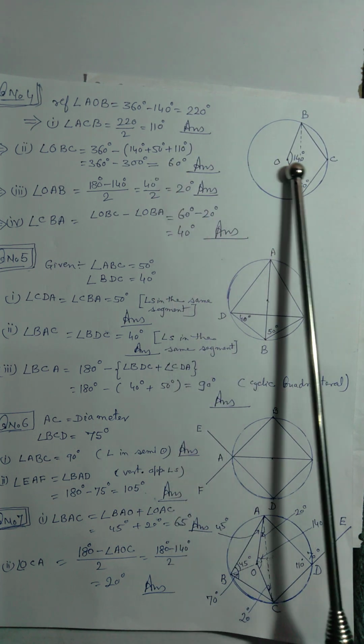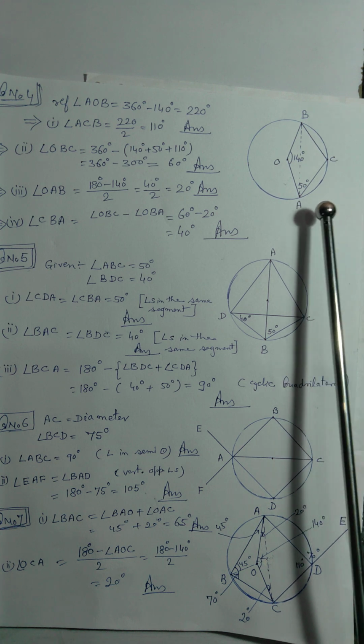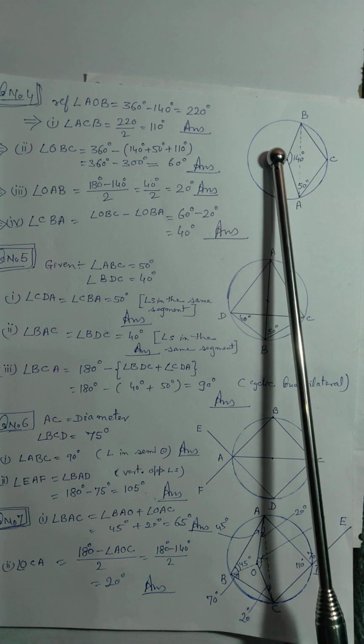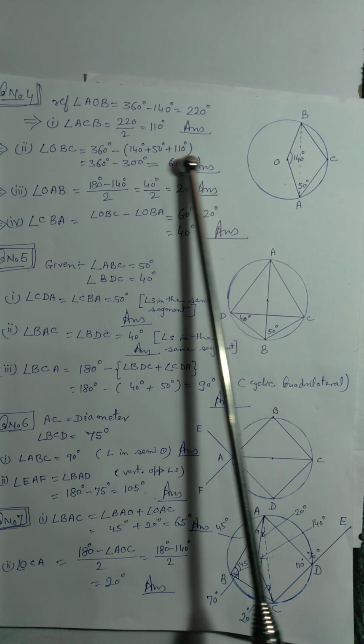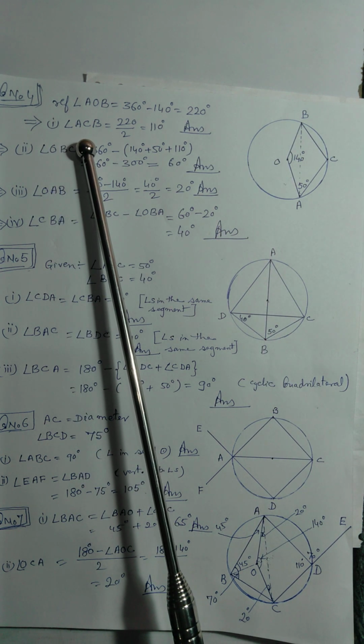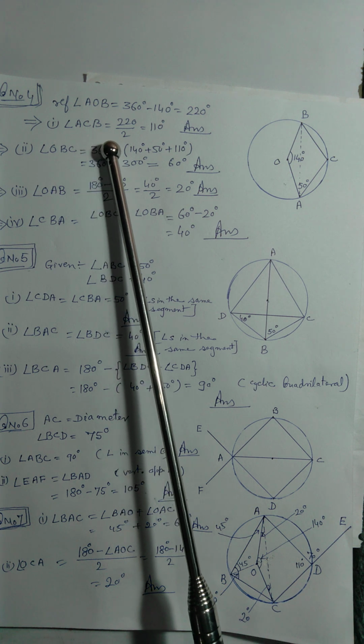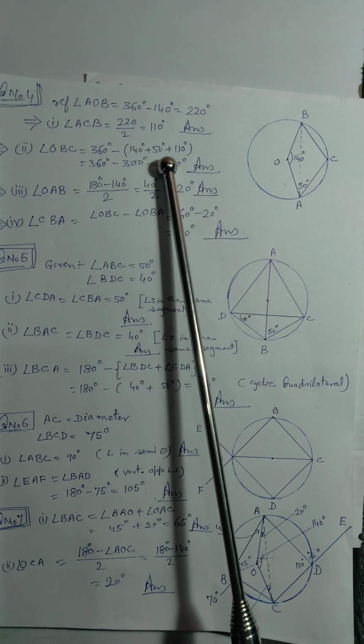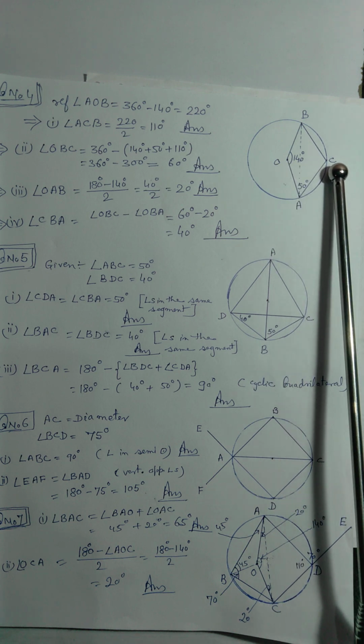Now the angle ACB will be half of this angle, means 220, ACB is equal to 220 divided by 2, that is 110. So ACB will be equal to 110 degree.